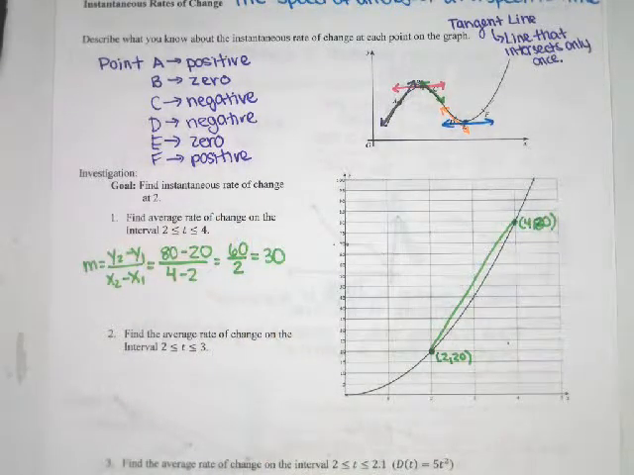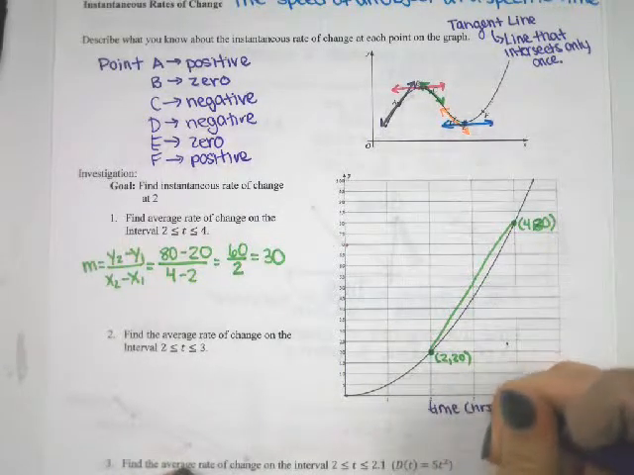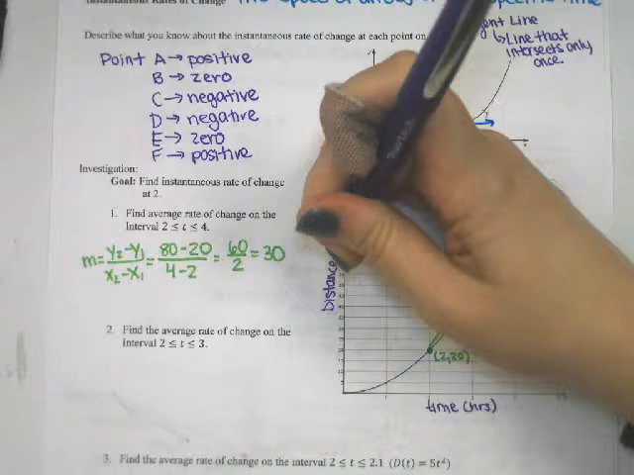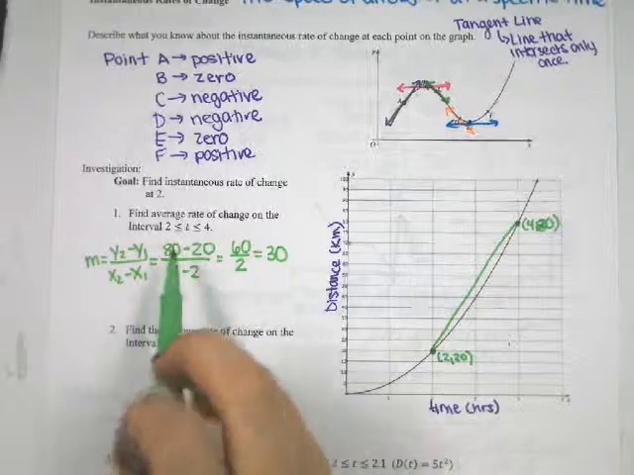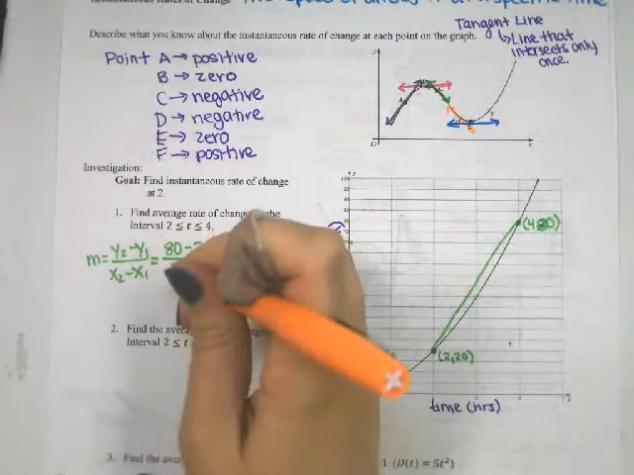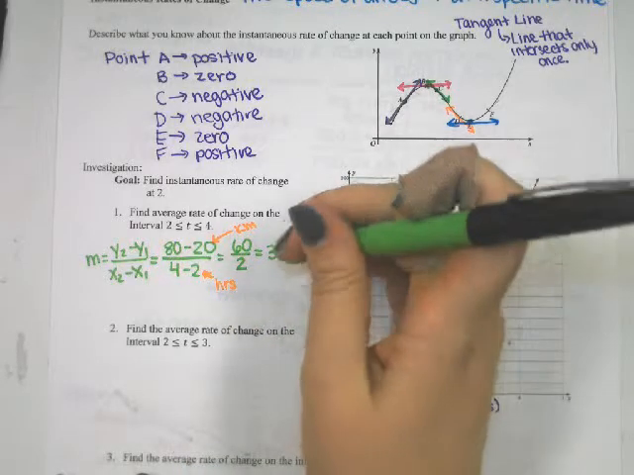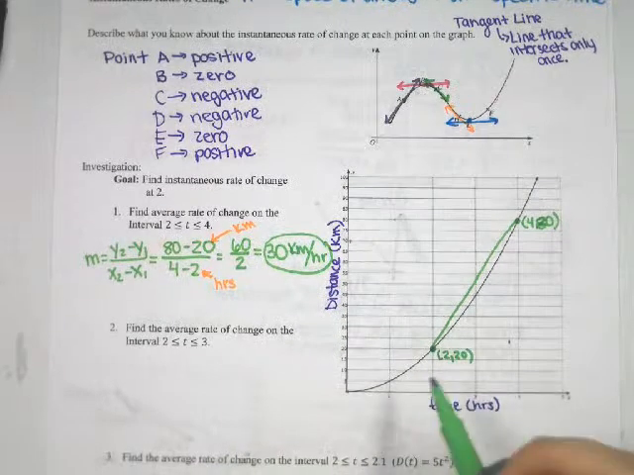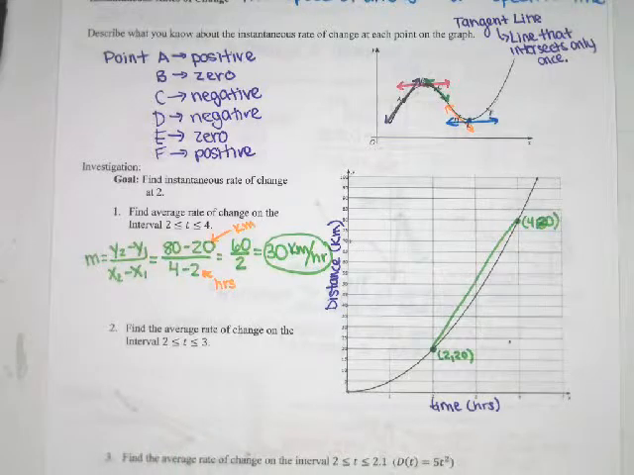We don't have any units here. Why don't we add some? We'll call this time in hours, and we'll call this distance in kilometers. The units on top are my y's, so that is kilometers. The units on the bottom are x, so that's hours. So our 30 represents kilometers per hour. Between 2 and 4 hours, you traveled 30 kilometers per hour on average.